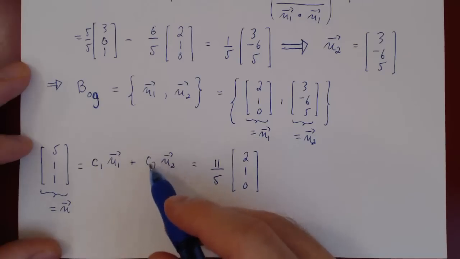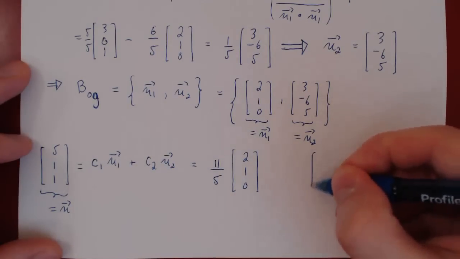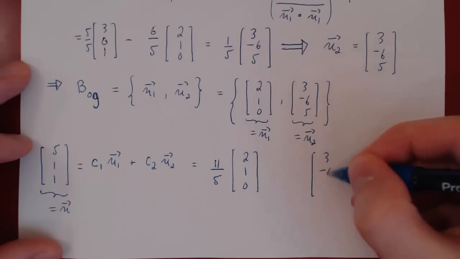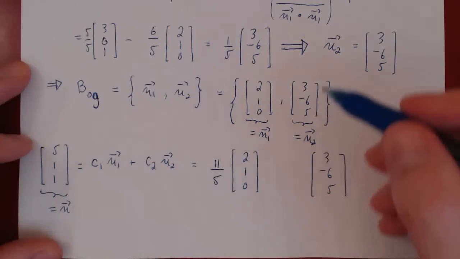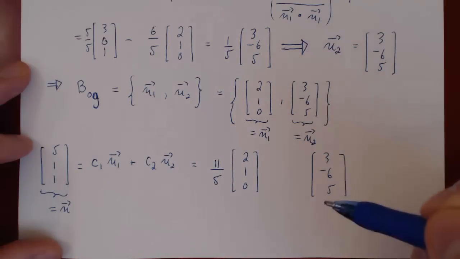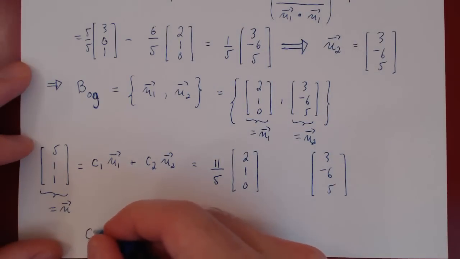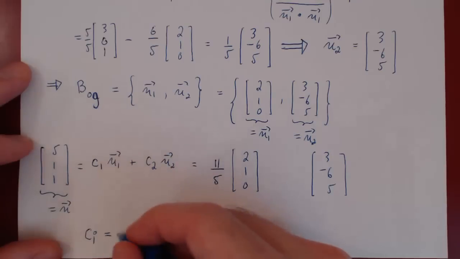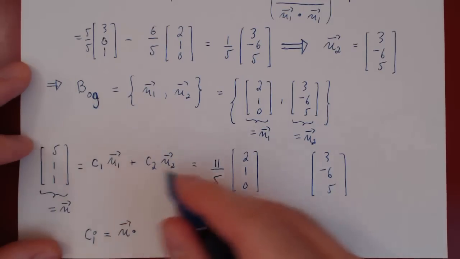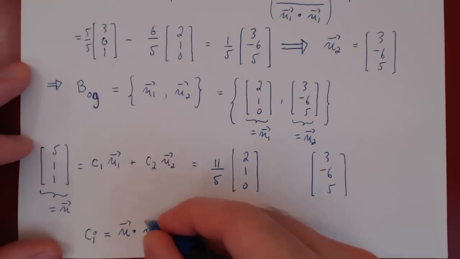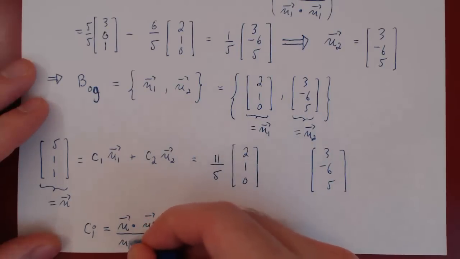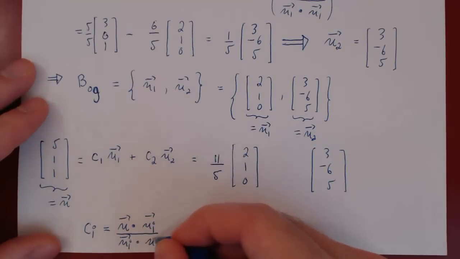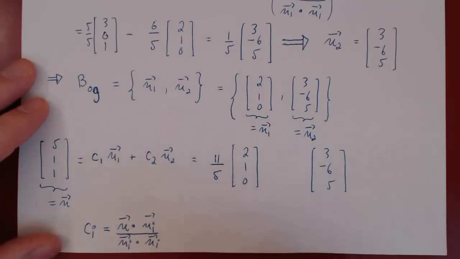Now plus C2 times u2. Well, here's u2, (3, -6, 5). But if you recall, to find C2, it will be u dotted with u2 over u2 dot u2, right? If you recall the result, the ith coefficient was just the vector dotted with the ith basis vector divided by the ith basis vector dotted with itself. So ui dotted with ui. This was our conclusion in the previous video looking at an orthogonal basis.